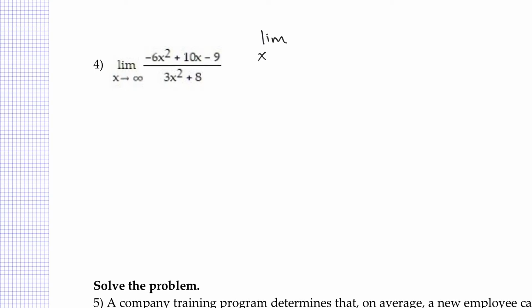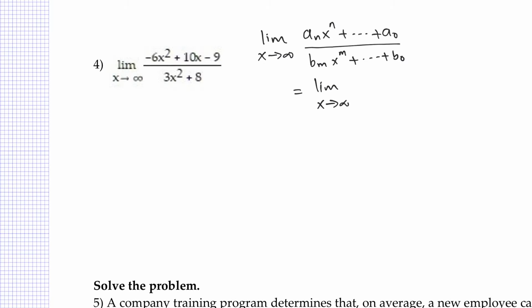Limit of the rational function an x to the n plus so on a naught divided by bm x to the m plus so on b0, where an and bm are not equal to 0, is equal to the limit of the leading terms of the numerator and the denominator.